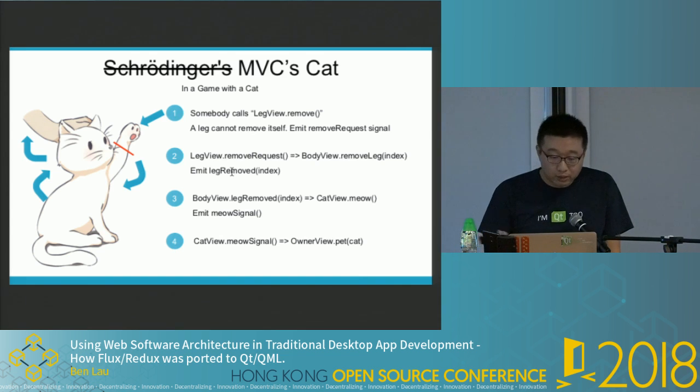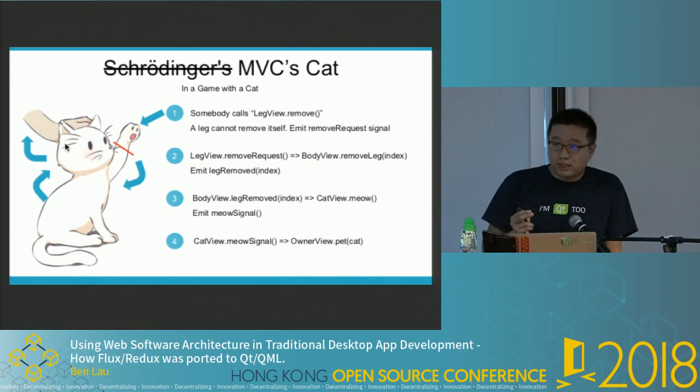It's quite common. And at the same time, probably you emit another signal, leg remove done, but it's not finished. Maybe there's another thing: if you remove the leg, the cat should meow. There's some response to that. And then there may be another action: when you have the meow signal, the owner should come to pet it, no matter what is happening to the cat.